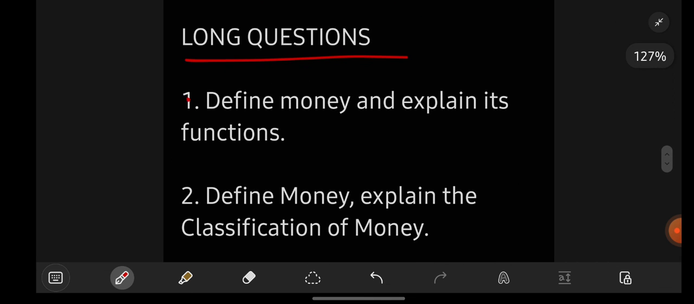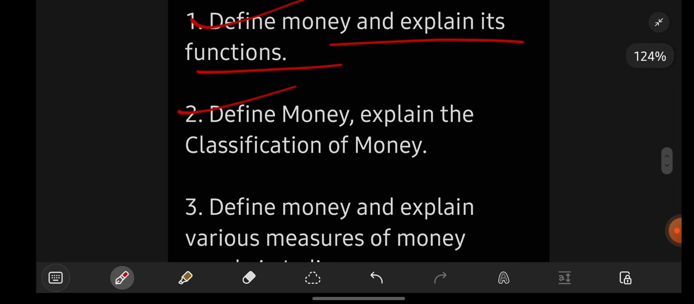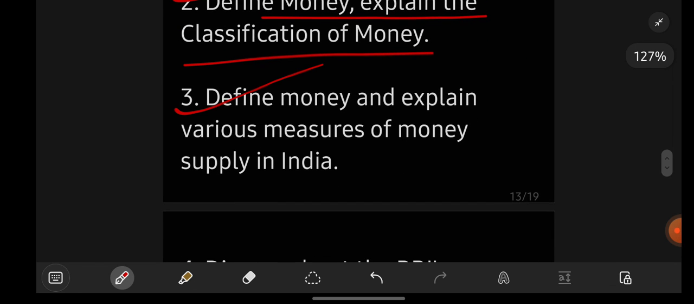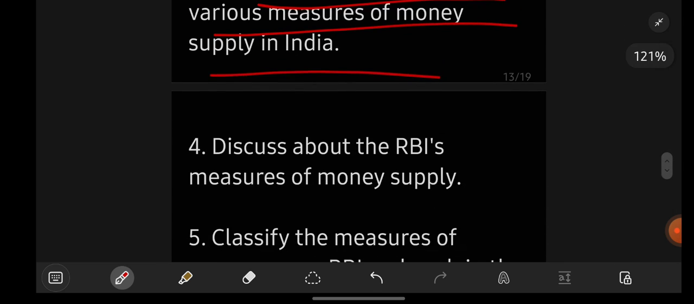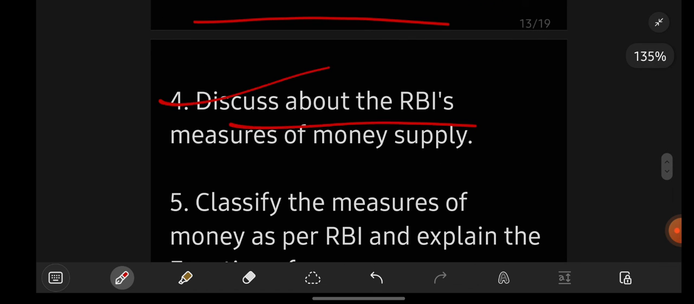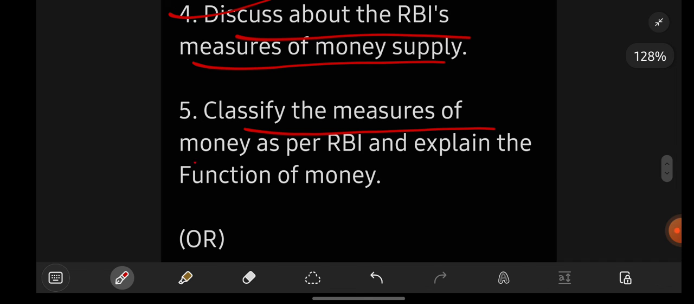Then we have long questions. Define money and explain its functions. Define money, explain the classification of money. Define money and explain various measures of money supply in India. Discuss the RBI's measure of money supply. The central bank, so what are its measures of money supply? You have to mention. Classify the measures of money as per RBI and explain the functions of money.